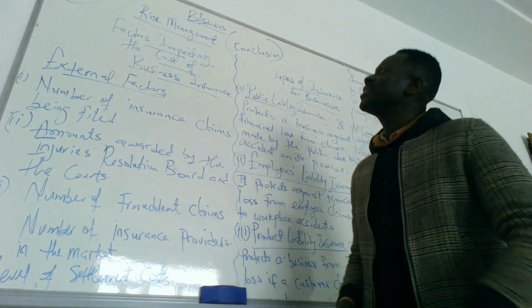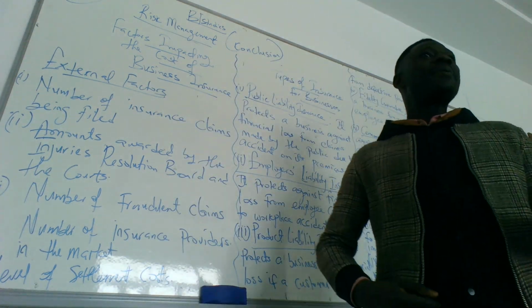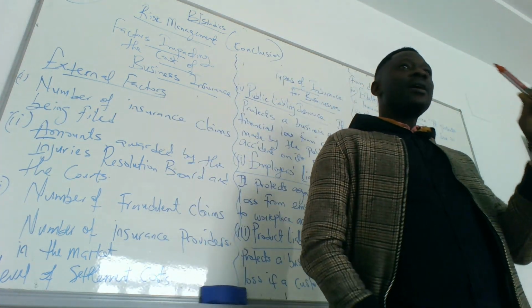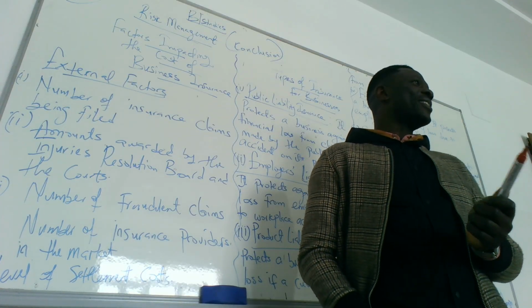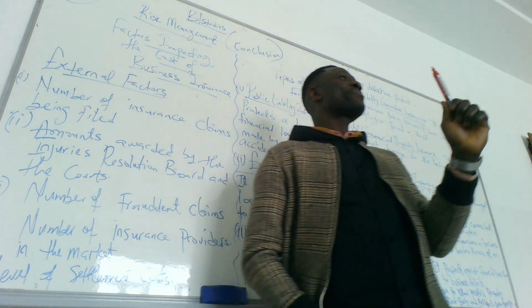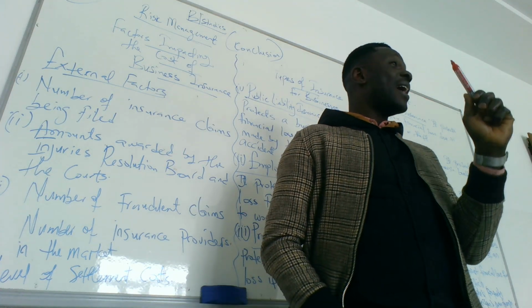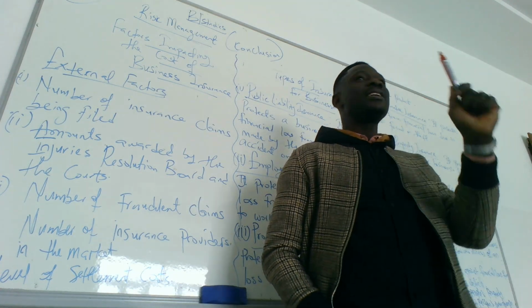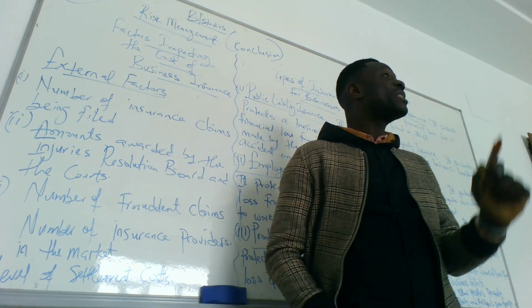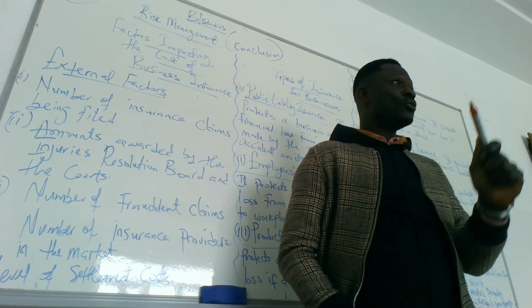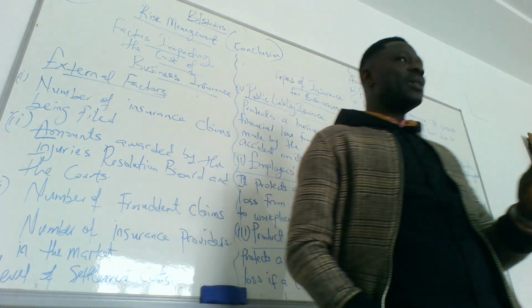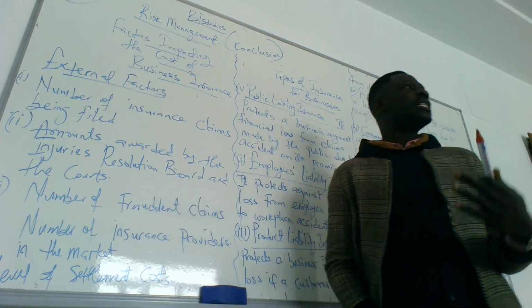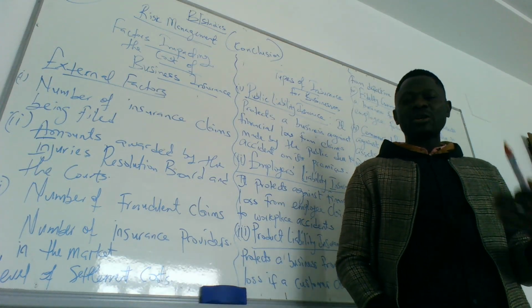So we're rounding up risk management. Remember, risk management is about identifying, analyzing, assessing, and developing a plan to reduce, avoid, or transfer risk. That is risk management. And in as much as we are transferring risk, it means we are talking about insurance.